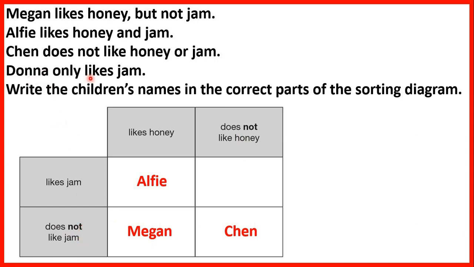And now Donna only likes jam. So Donna needs to be in the section or the row for likes jam, but she does not like honey, because if she only likes jam, she doesn't like anything else. So we have the children's names in the correct parts of the sorting diagram.